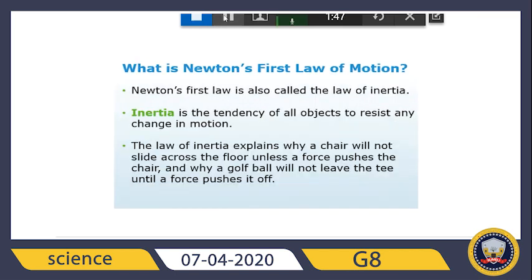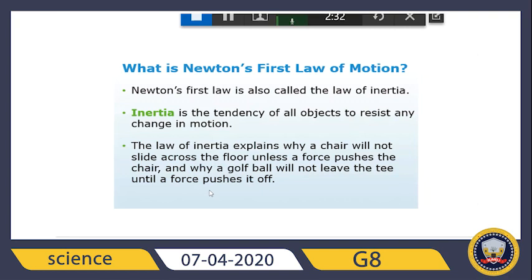So guys, actually Newton's first law is also called the law of inertia. Inertia is the tendency of all objects to resist any change in motion. So all objects will not experience any change in their direction or in their speed unless a certain force acts on them. The law of inertia explains why a chair will not slide across the floor unless a force pushes the chair, and why a golf ball will not leave the tee until a force pushes or acts on it.